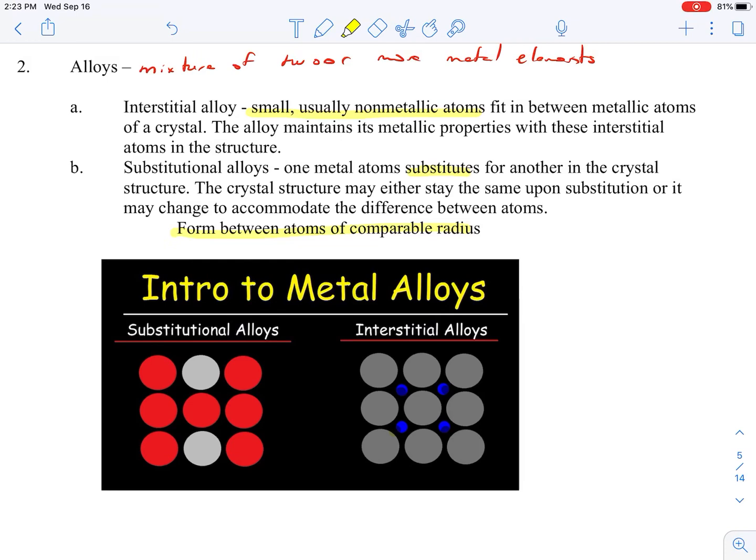Okay, but the key is that you just need to know what these two are. You might be asked to identify a picture, which one is substitutional, which one is interstitial, and so on.